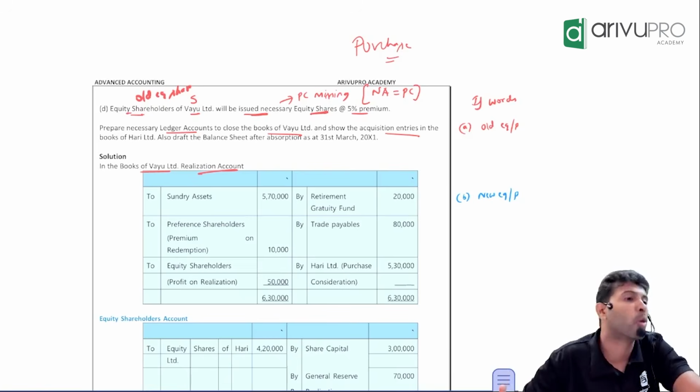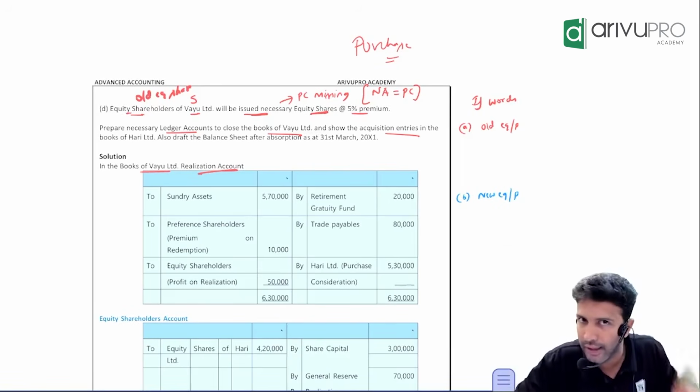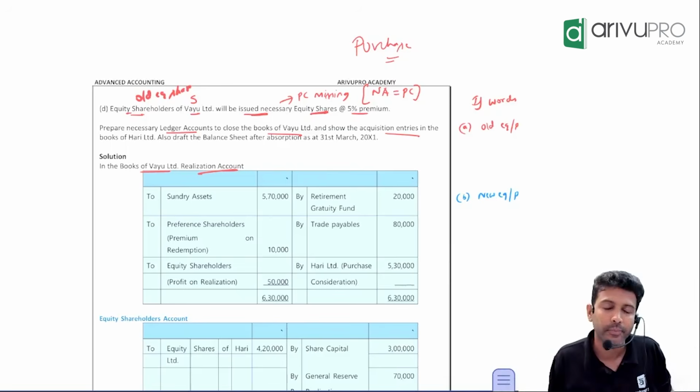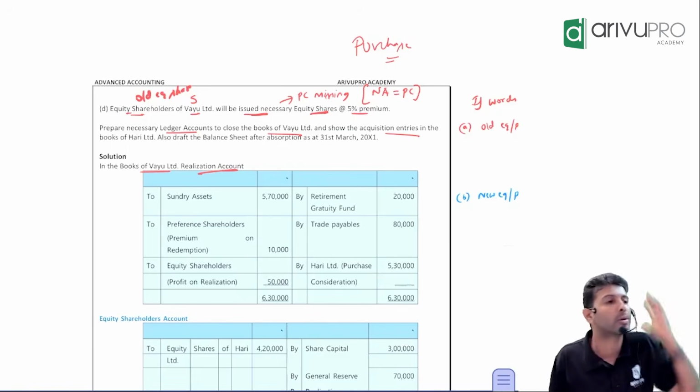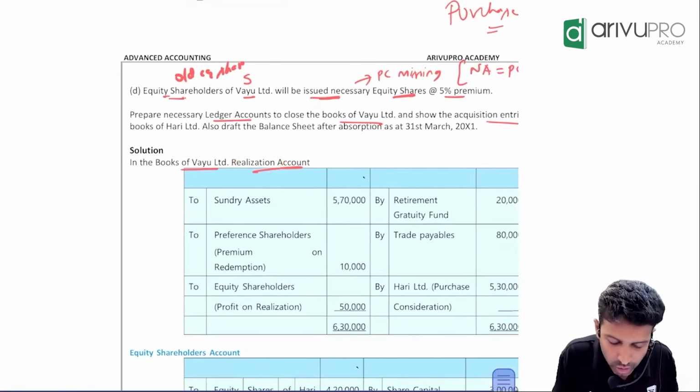Market value or book value. The intention is to close the ledger. The ledger is not shown at agreed value; ledgers are shown at book value. Transfer all the assets. What is the entry? Assets have a debit balance. To transfer, what will we do? Credit it. So the entry will be realization account debit to sundry assets.